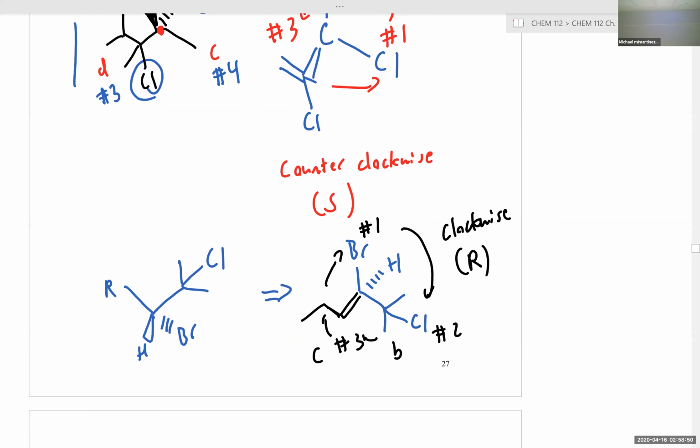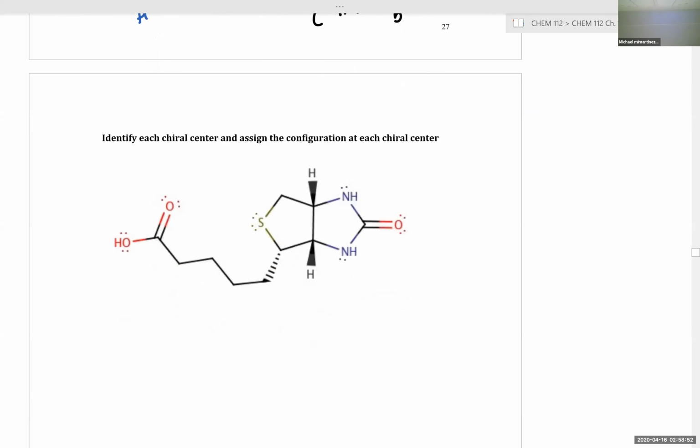Okay. So let's do a more challenging problem. Let's identify each chiral center and assign the configuration at each chiral center. Let's look at A, B, and C, and let's assign the configuration at each of these centers. I'll make a model of this, so it'll take me a few minutes, so that we can study it together.